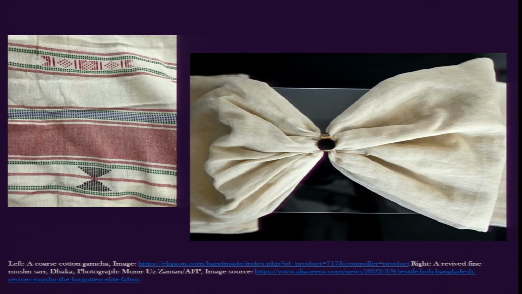However, what I wanted to show here is that cotton is again something that is tremendously diverse in its nature, and based on the geographical location where cotton is produced, we find many different varieties of the fiber and the yarn. So for example, on the left side of the screen we have a coarse cotton gamcha, or a towel, or a shoulder cloth, whatever we call it.